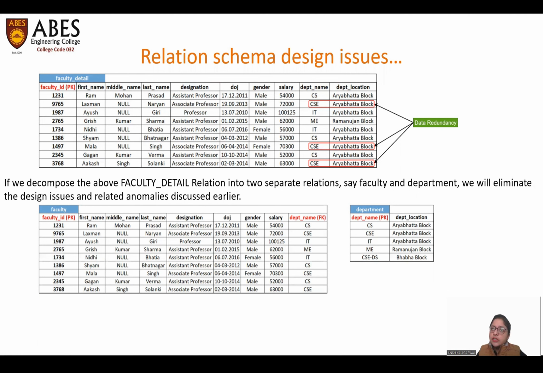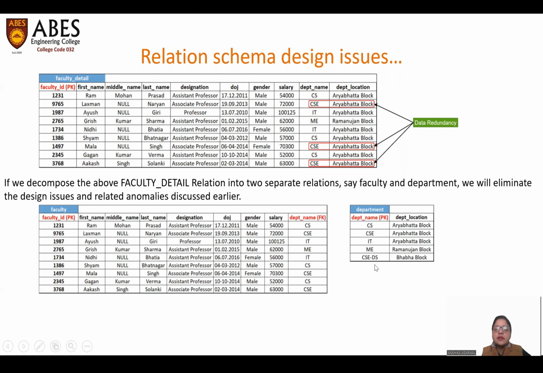Now suppose we look at our anomalies, the insertion anomaly. Suppose we insert a new department, CSE. Are we able to insert? Yes, we will be able to insert the CSE department, which is at Baba block, but here no faculty is associated with the CSE department, but the CSE department exists.